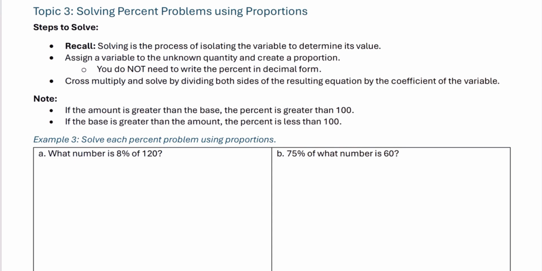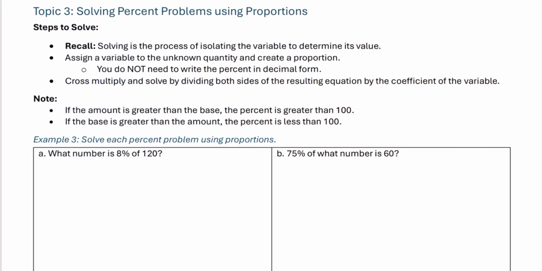Recall, solving is the process of isolating the variable to determine its value. Assign a variable to the unknown quantity and create a proportion. You do not need to write the percent in decimal form. Cross-multiply and solve by dividing both sides of the resulting equation by the coefficient of the variable. Note, if the amount is greater than the base, the percent is greater than 100. If the base is greater than the amount, the percent is less than 100.